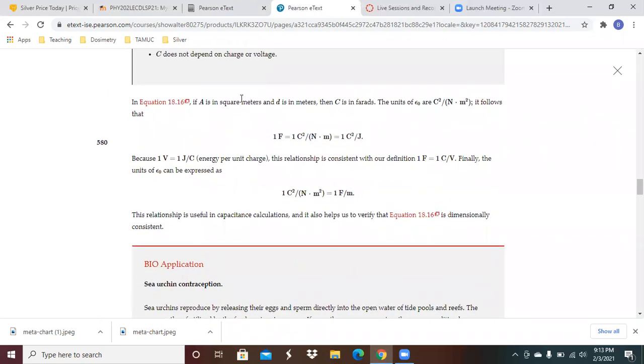So you can see the units here of 1 farad and how that compares to several of the other units. Since 1 volt is going to be 1 joule per coulomb, this relationship is consistent with 1 farad being 1 coulomb divided by a volt. And then finally, the units of the permittivity constant are going to be this, 1 farad per meter.